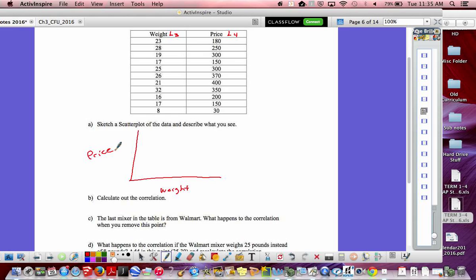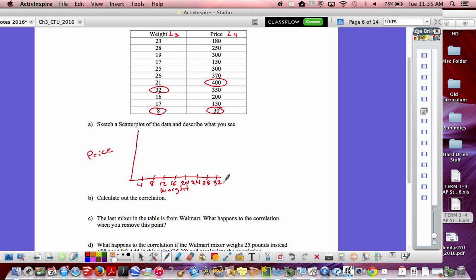So it looks like weight is going from 8 to 32 pounds. And price is going from $30 all the way up to, looks like, $400. Yeah. So for the weight, since I still have a low of 8, I'm still probably going to put this at 0, 0. But I need to go up to 32. So I'm going to count by 4s. 4, 8, 12, 16, 20, 24, 28, 32.